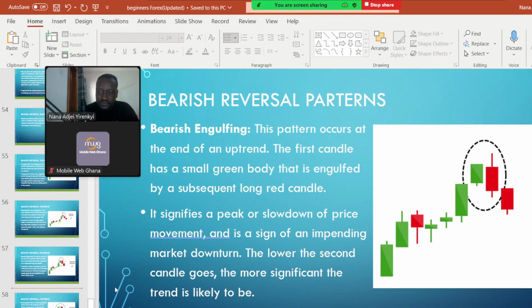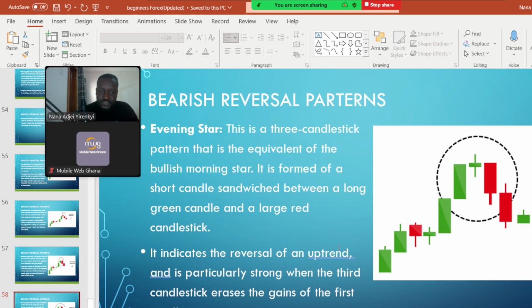And then the last bearish reversal pattern I'm going to talk about is the evening star. With the morning star being the bullish reversal, we have the evening star being the bearish reversal. The evening star is also made up of three candlesticks. We have a bullish candle, then a doji, and then a strong bearish candle. So we have a doji candle sandwiched by a bullish candle on the left and a bearish candle on the right.